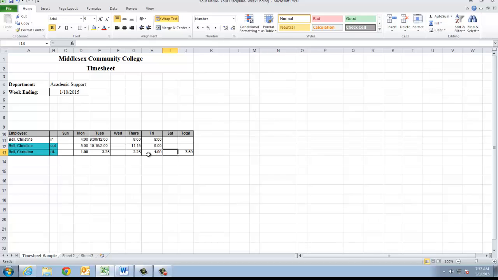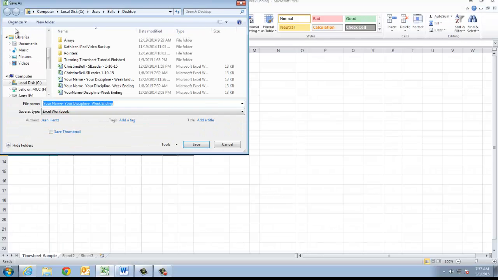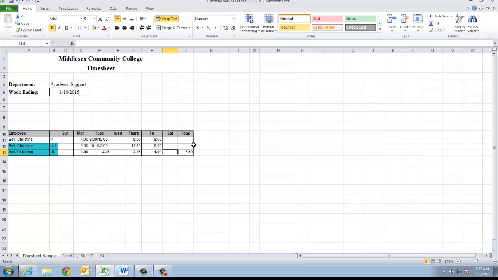To save your timesheet, please put your full name, the discipline, which for you would be SI leader, and week ending is always the Saturday date, so that would be 1-10-15. If after you submit your timesheet something happens, say the professor cancels class or you don't hold one of your sessions, then send an amended sheet to MCC Tutoring with the amended timesheet, your name, SI leader, and week ending in the subject line, and the same title for your timesheet file.